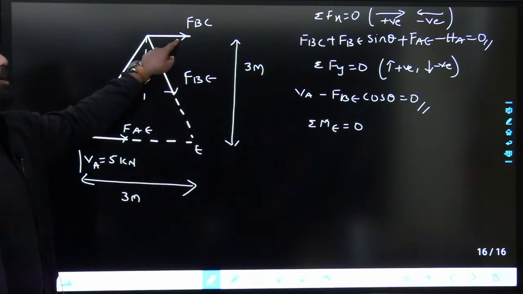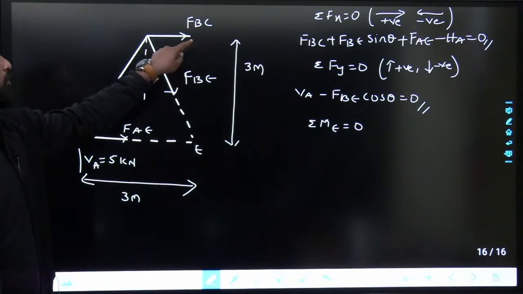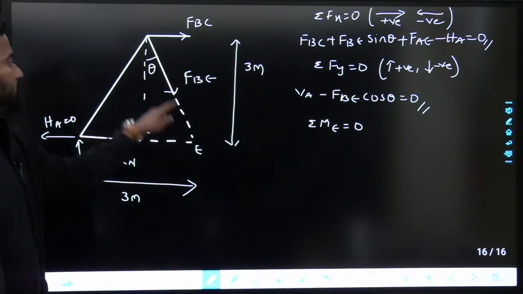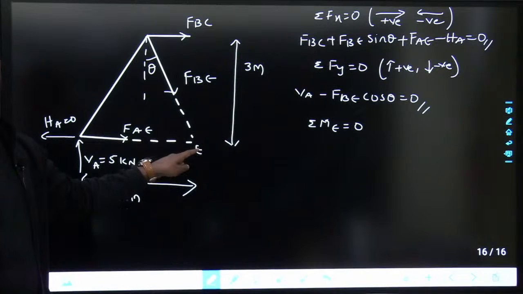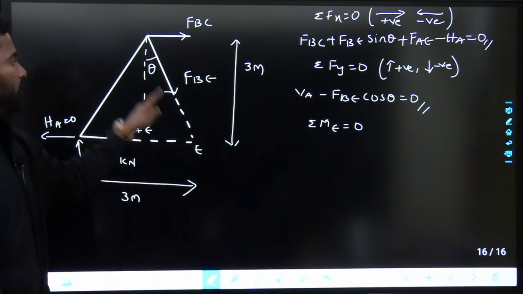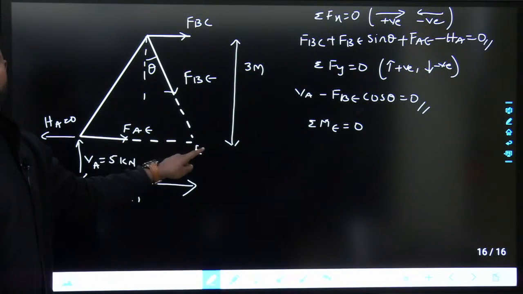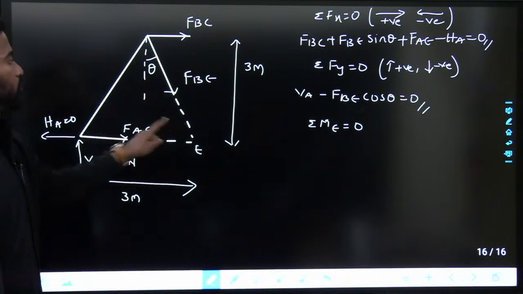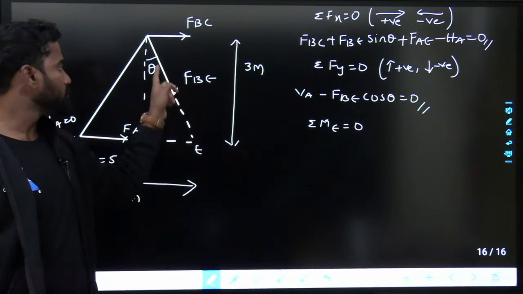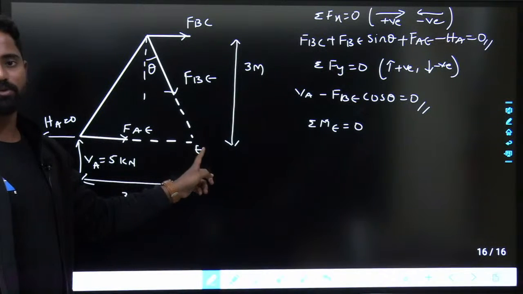I have to find out force in BC. If I want to find out force in BC, just see these two members are meeting at this point. So if these two members are meeting at this point or this joint, moments due to these two members will be 0. So FBE, FAE moment due to this one is 0.